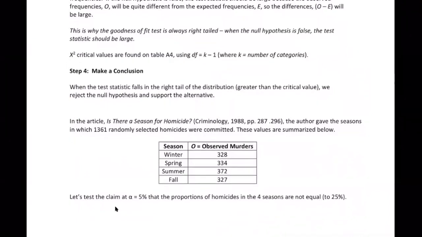Okay, they're different things. So making a conclusion is your last step. When a test statistic falls in the right tail of the distribution, which is greater than a critical value, we reject the null hypothesis and support the alternative.